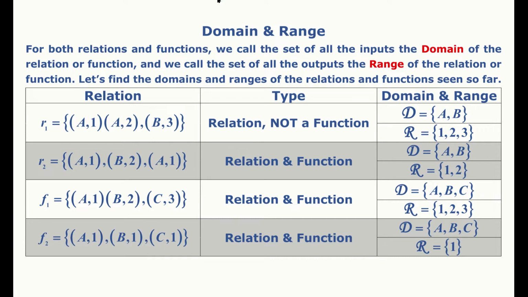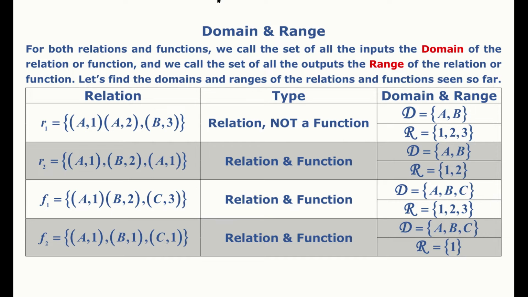How about this one? A is going to 1, B is going to 2, C is going to 3. So yeah, this is definitely a relation and a function because no input has more than one output, and the domain is going to contain the elements A, B, and C in it, just like that. And the range is going to have the elements 1, 2, and 3 in it. There's the range.